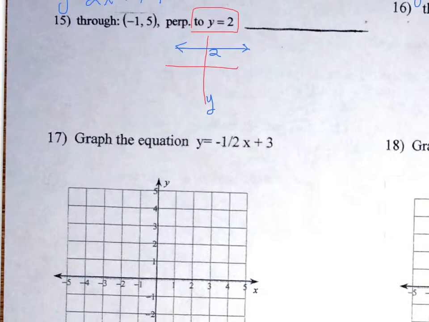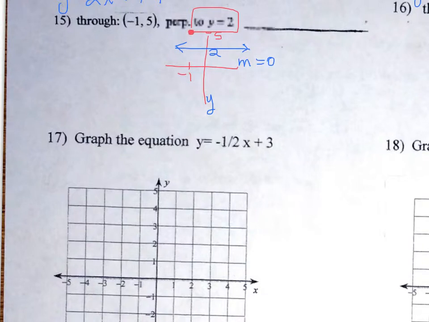So the question is, what is the slope of that line, y equals 2? 0. So the slope of that line is equal to 0. But I want the line to be perpendicular to that line, which means that it has to go up and down somewhere on the x-axis. So what I need to do is, first of all, plot the point. The point is negative 1, 5. So this is negative 1, and it's 5. So the point is up here.